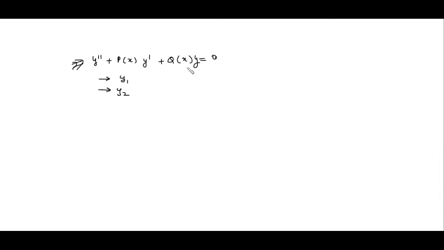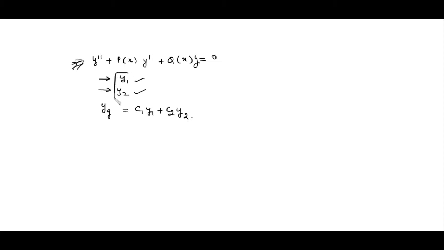Hello everyone. In the previous video I explained what the second order homogeneous differential equation is and how to find the general solution of such a differential equation. Basically we need to find two independent solutions of this differential equation. Once we get two independent solutions, the general solution, which is denoted by yg, will become c1y1 plus c2y2.